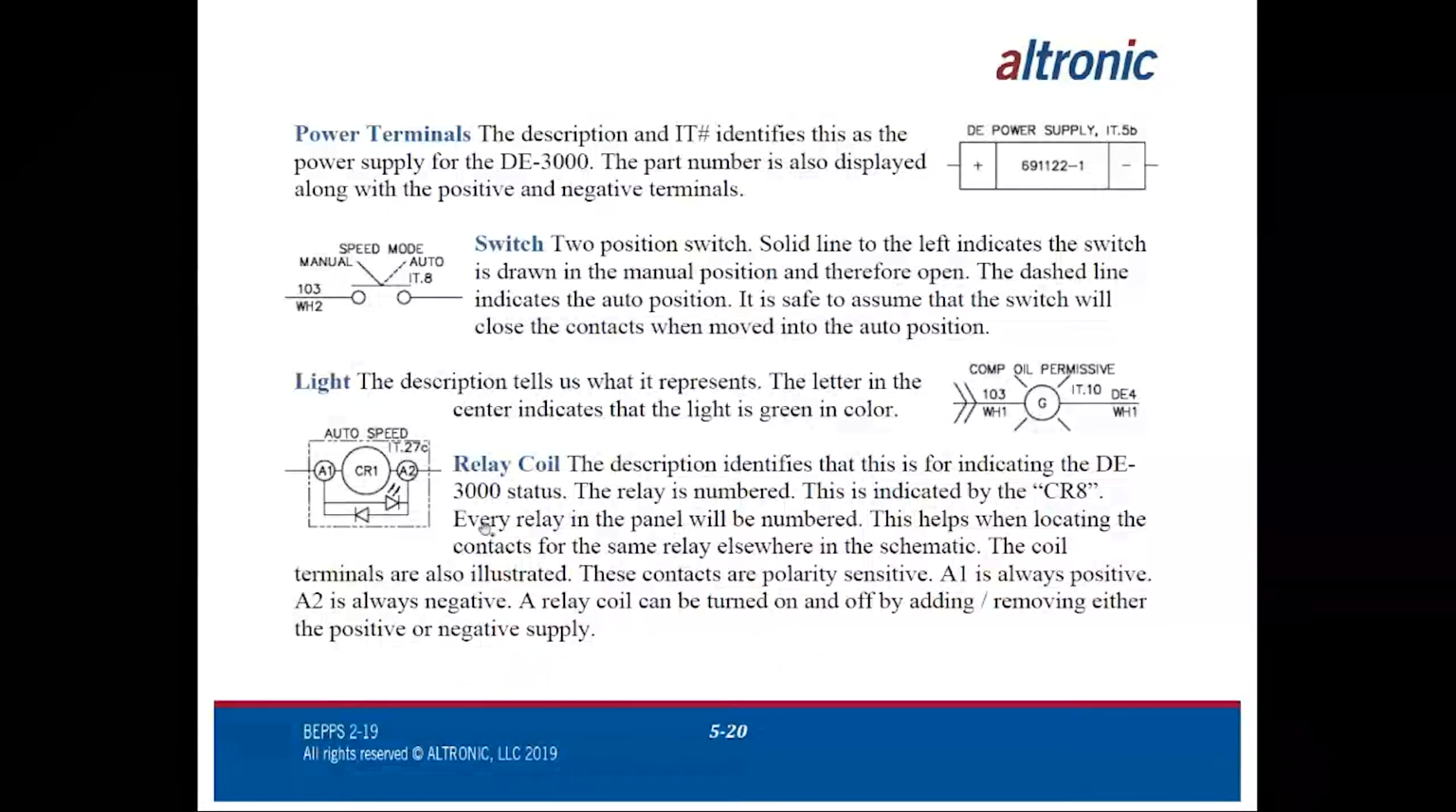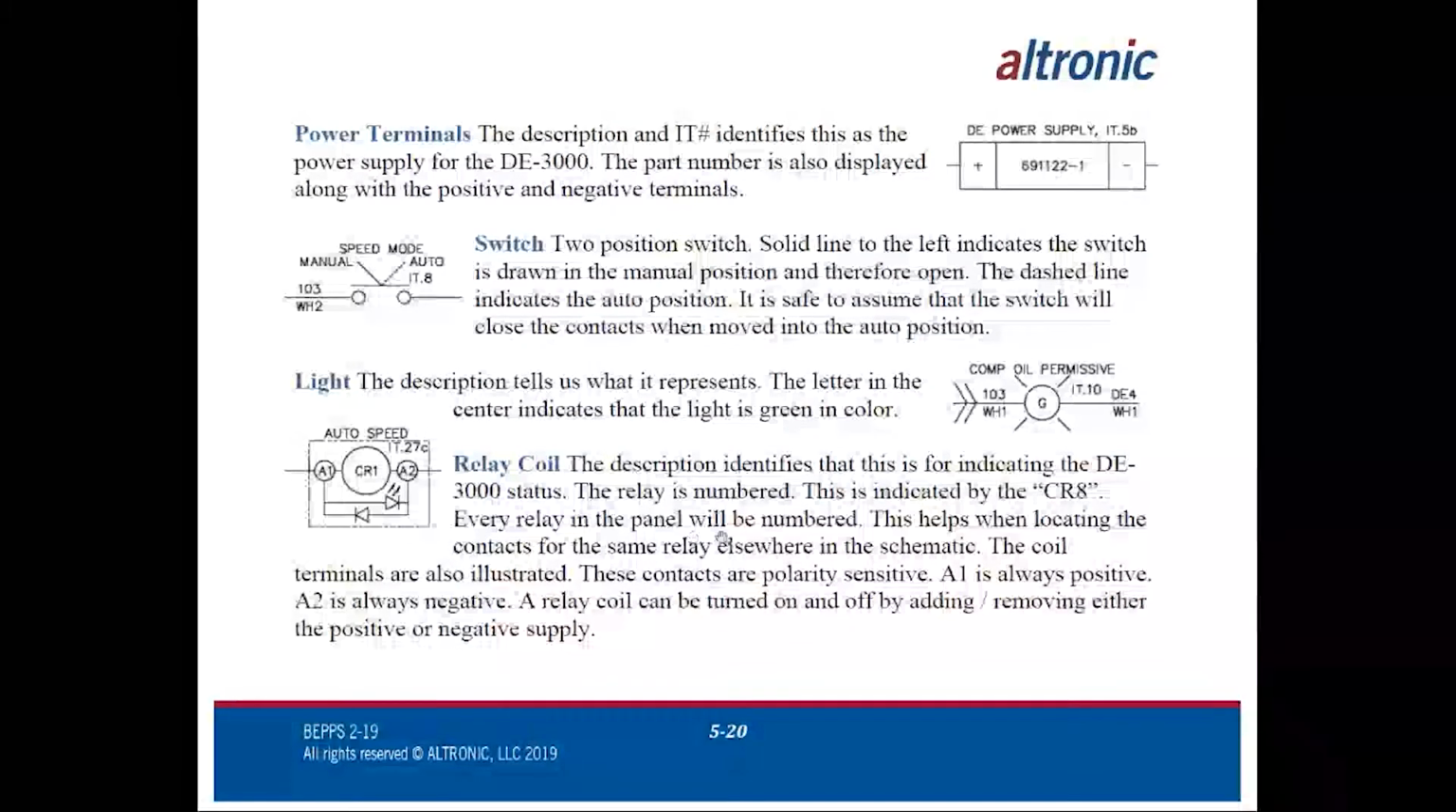A relay coil. The description identifies that this is for indicating the DE3000 status. That is incorrect because that says auto speed, doesn't it? So I've got a little problem there. The relay is numbered, in this case CR1. This is indicated by, okay, I definitely used the wrong icon to create this.